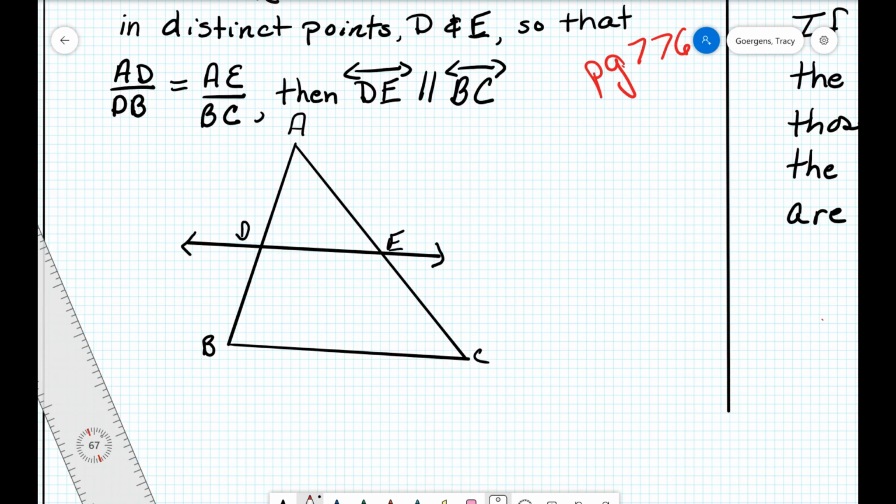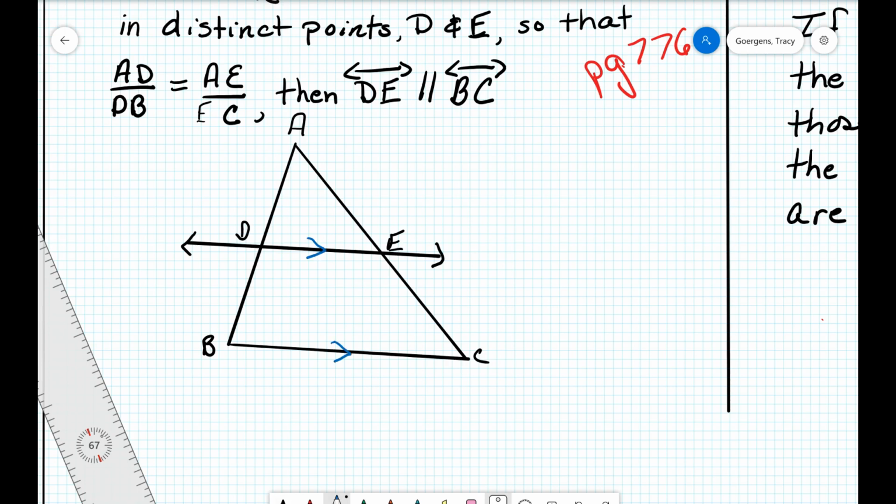Oh, did I write that wrong? It should be EC. I did that one wrong. Hold on. It should be EC. So it's just telling you that if you have that proportional relationship, then you can back up and say that these two lines are parallel.